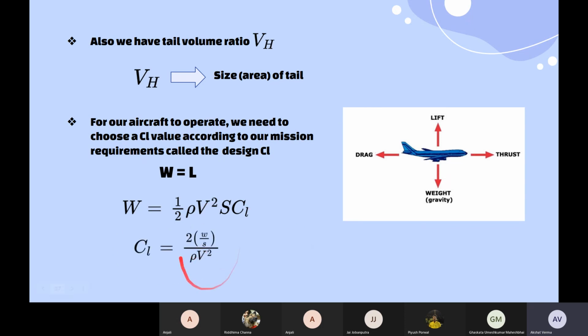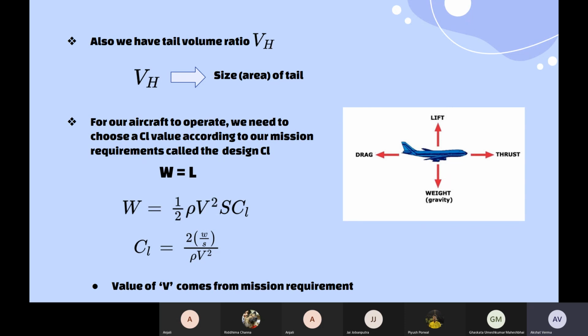So what are these components here? You can see that W by S is the wing loading which we saw in the previous slide, and rho is a function of the altitude at which you are flying, and V is the velocity of your cruise flight, which is mostly given as a mission requirement. So in this way you get the design CL for your aircraft.